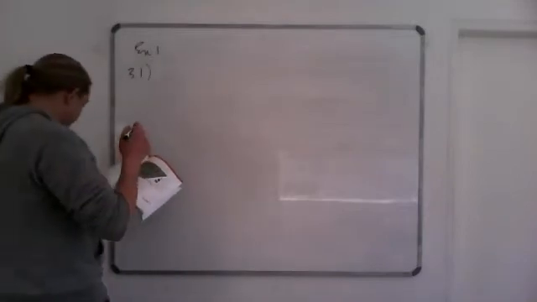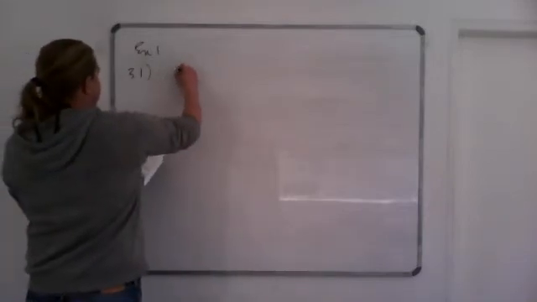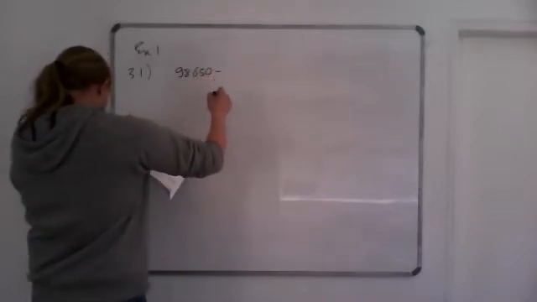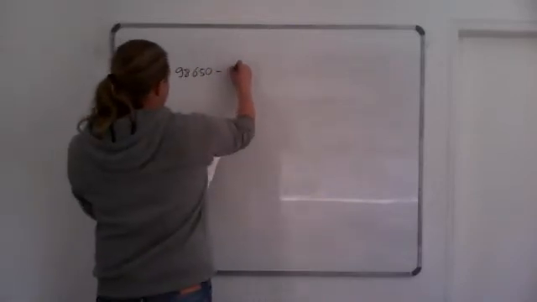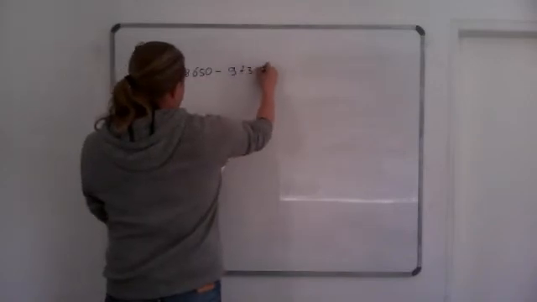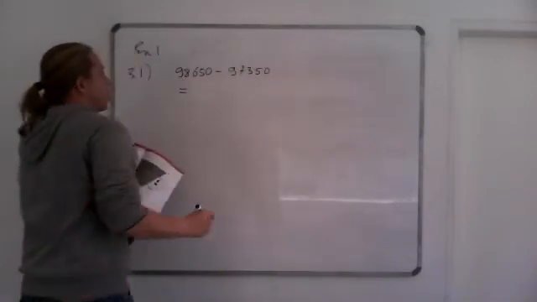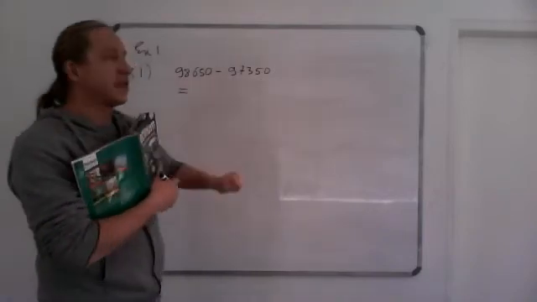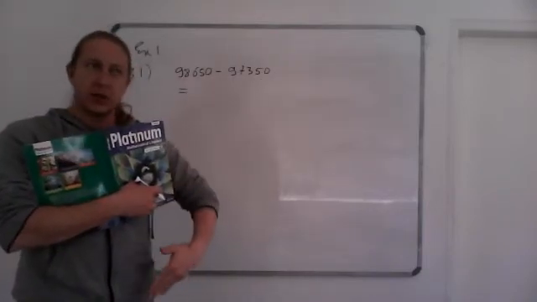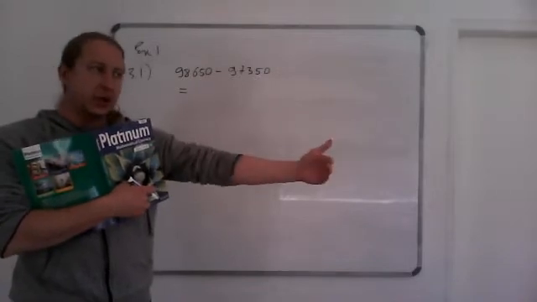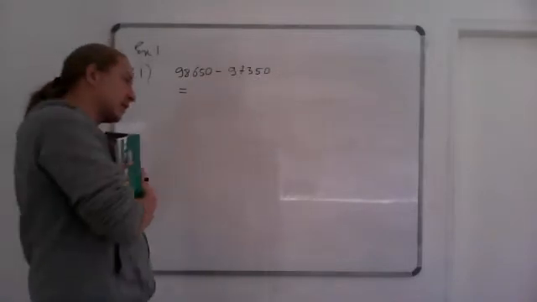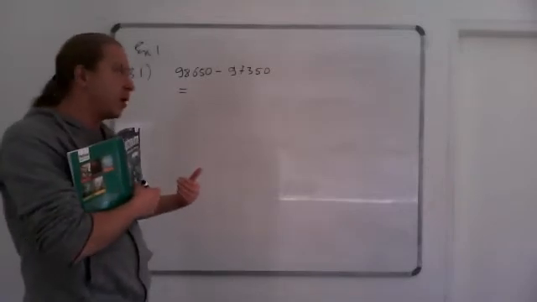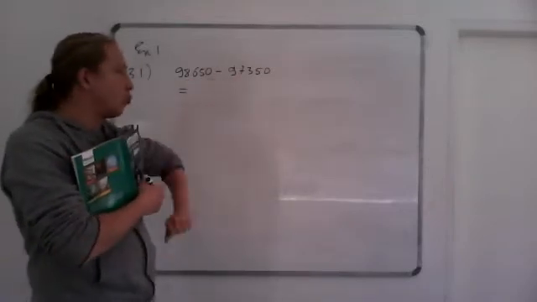So we have the odometer reading: 98,650 minus 97,350. Guys, when you're doing this kind of calculation, you need to have the bigger one minus the smaller one, because you're at your destination and you're subtracting the distance that you covered and what was on your odometer before. So it's the bigger value minus the smaller value.